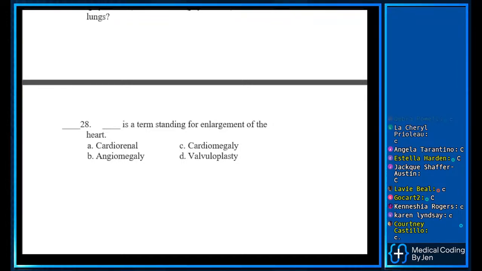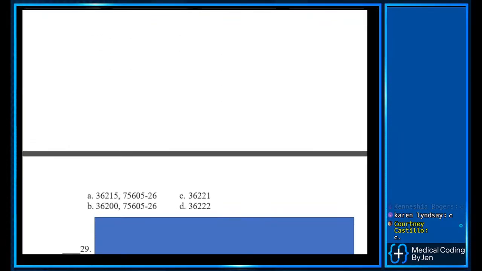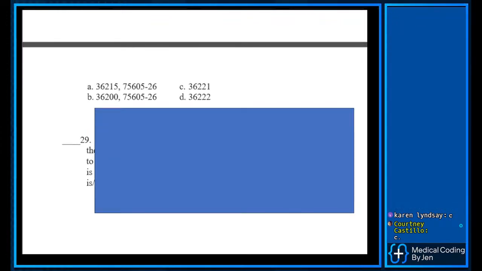Yeah, that was a tough question. Everybody's saying C on this one. Indeed. Cardiomegaly. Good job. Perfect. All right. Another guess one here.